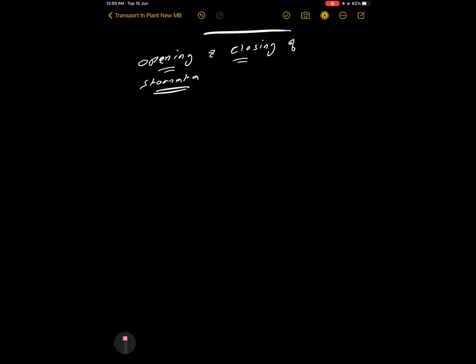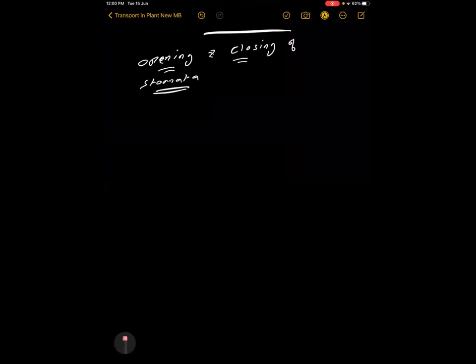Okay, so it doesn't mean that once stomata are open, they will remain open throughout the day. It depends on the condition. If CO2 concentration increases, stomata will close. If temperature increases, stomata open. Humidity is inversely proportional: if humidity increases, stomata close. So these are different conditions.